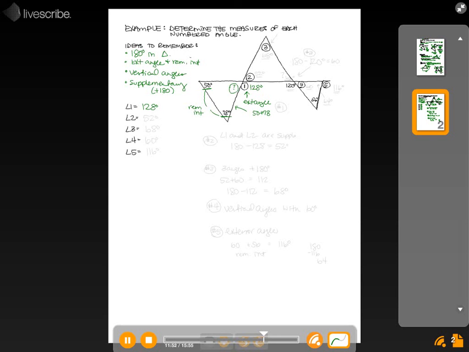Now, to get angle 2, if we look, angle 1 and angle 2 are supplementary, which means they add to 180. So if I know angle 1 is 128, I'm going to say 180 minus 128, and that equals 52. So there's angle 2, 52 degrees.